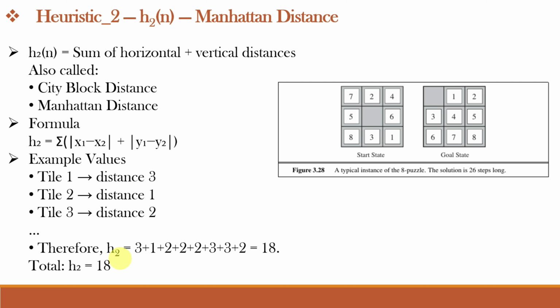And by adding these individual distances for all the 8 tiles, we get a total H2 value of 18 for this starting state, or for this initial state. And this is a very useful admissible heuristic because it gives a realistic estimate of the minimum work needed to solve the puzzle.